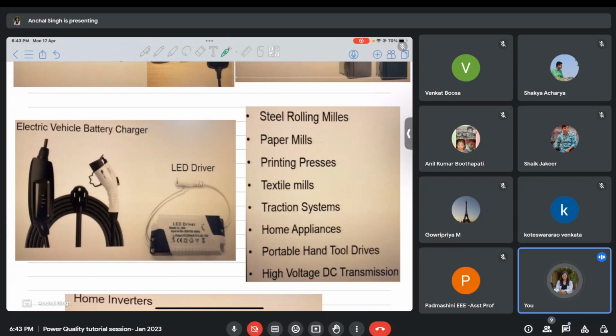All of you might have used a drilling machine in your life. That drilling machine has a DC battery connected inside it in order to make it a handheld tool. You just connect the DC battery, and then there is a DC to AC converter inside it.